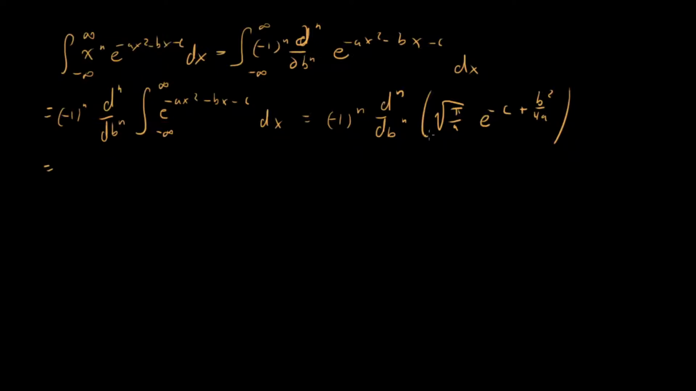And I'll start by pulling a couple things out, right? The only place that b shows up is right here, and so that means that we can rewrite this whole thing as minus 1 to the n, root pi over a, e to the minus c, and then the hard part, n derivatives with respect to b of this guy right here.